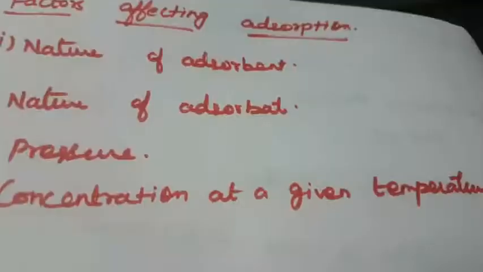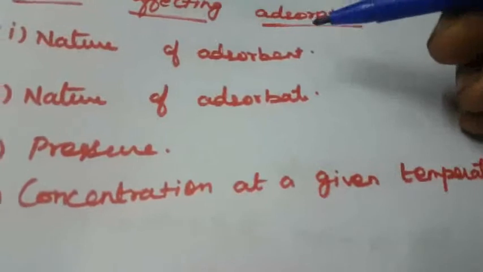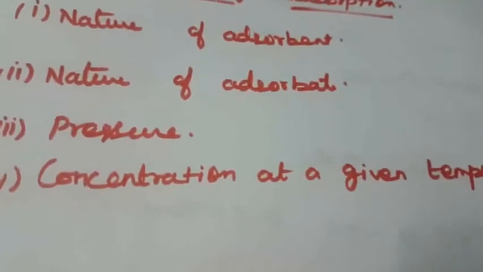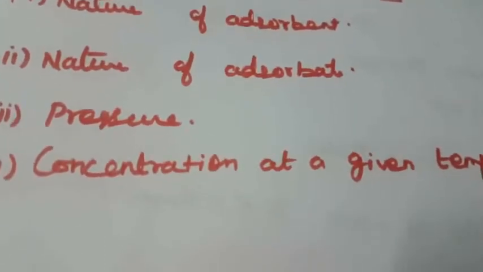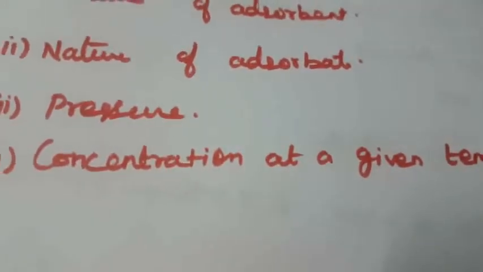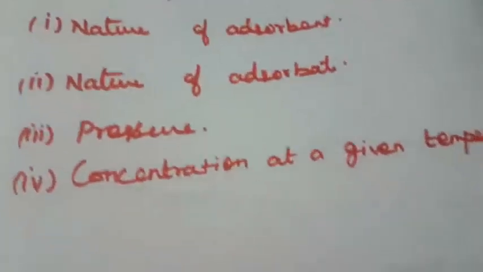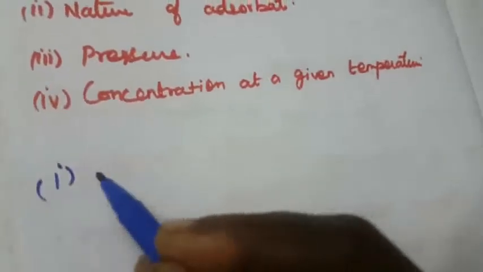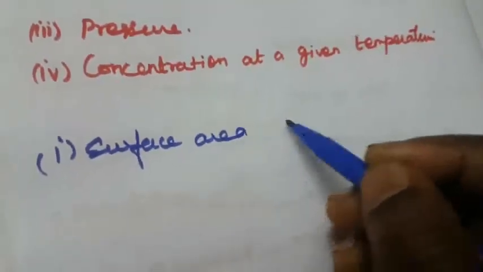Okay. So next we are going to see what are the factors affecting adsorption. First one is nature of adsorbent. What is meant by nature of adsorbent? Adsorption is a surface phenomenon. We already know that it depends on the surface area of the adsorbent. Higher the surface area, higher the amount adsorbed. So that is the nature of the adsorbent. So the surface area is very high.